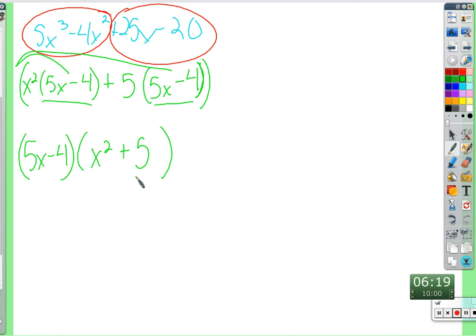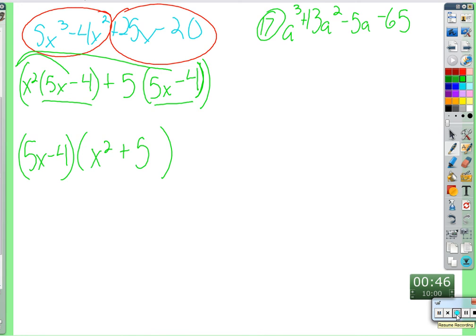I'll give you one, a factor by grouping problem. Try and follow the example that I put for you there. Group them in two groups of two. In each group, factor out the common factor, and you should get two common factors in parentheses.